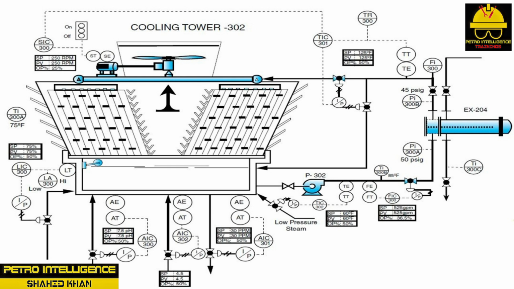11. Set AIC 300 to 7.8 pH and place in auto. 12. Set AIC 301 to 30 ppm and put in auto. 13. Set AIC 302 to 4.5 GPH and place controller in auto. 14. Set TIC 301 to 125 degrees Fahrenheit and put in auto. 15. Set TIC 302, low pressure steam, to 60 degrees Fahrenheit and put in auto.